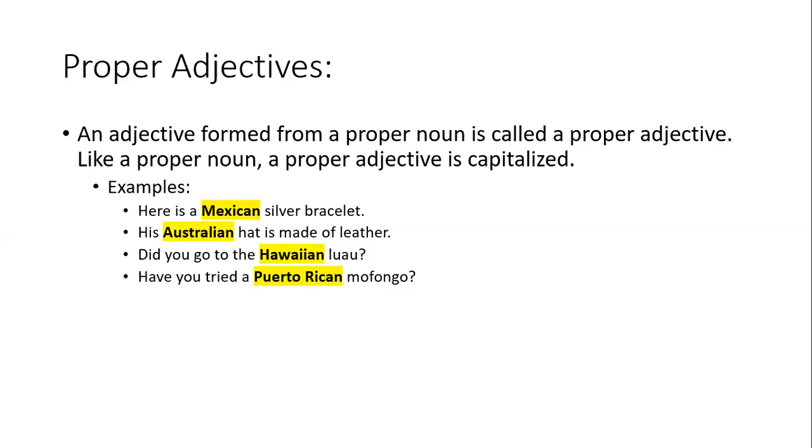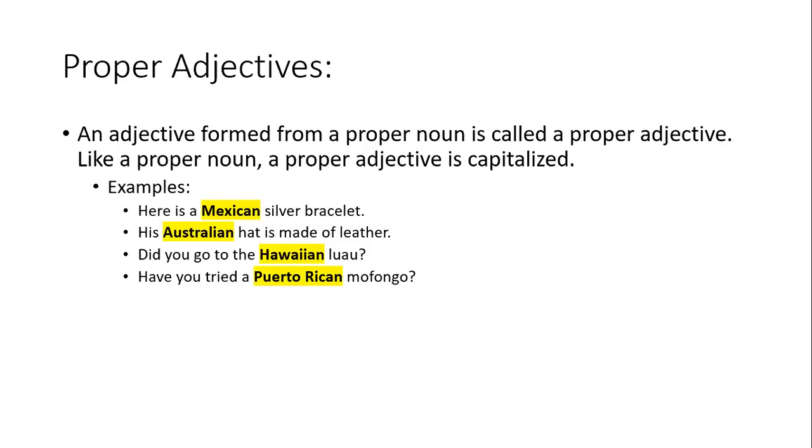Let's look at some examples. Here's a Mexican silver bracelet, right? We're talking about the origin of the silver bracelet. Where is it from? Oh, it's Mexican because it was made in Mexico. Okay, it's a Mexican silver bracelet. His Australian hat is made of leather. Notice Australian is the proper adjective here. Notice how they are capitalized.